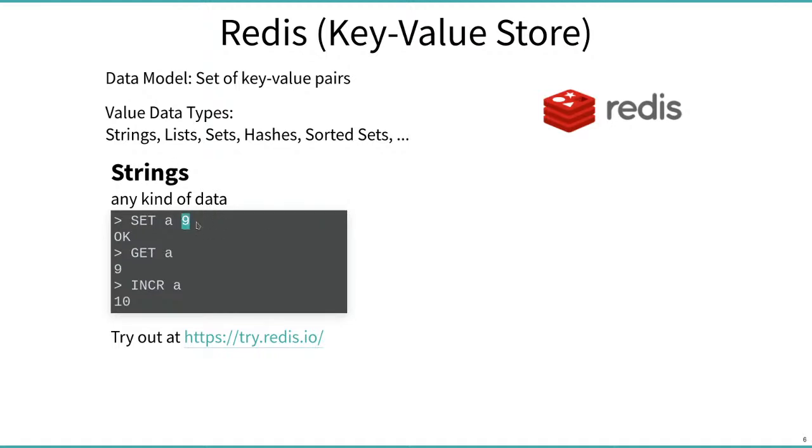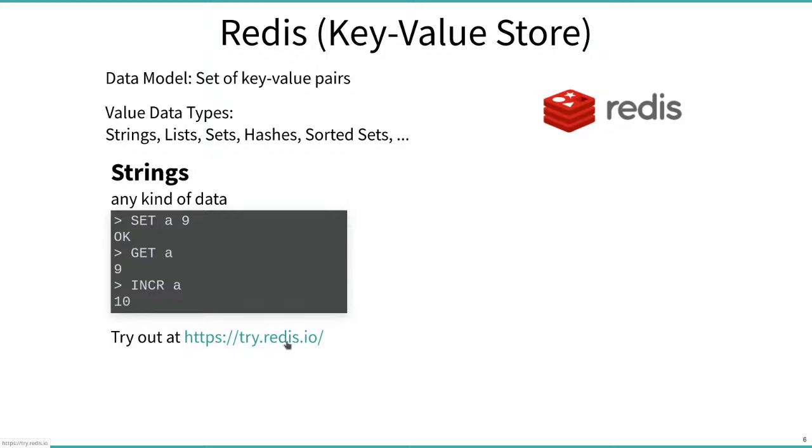Some people store JSON documents in a Redis database. So we have a key and then a JSON document for that key. Then it's basically a document database, but you cannot make queries on that JSON document. This is a very simple example. We set a to 9, then we use a get command, we get 9 and increase a.